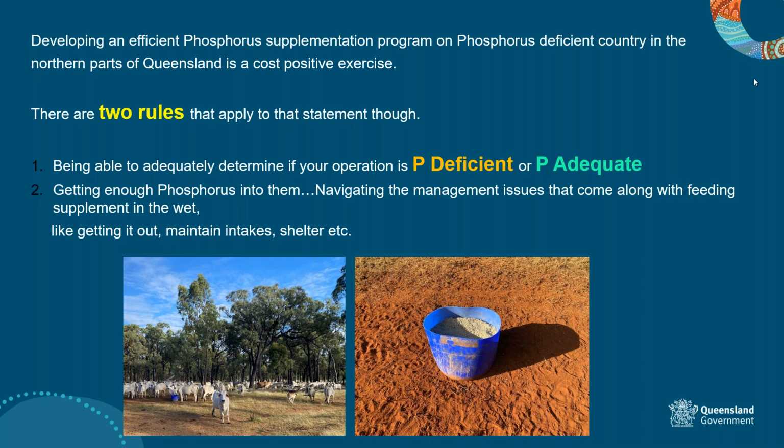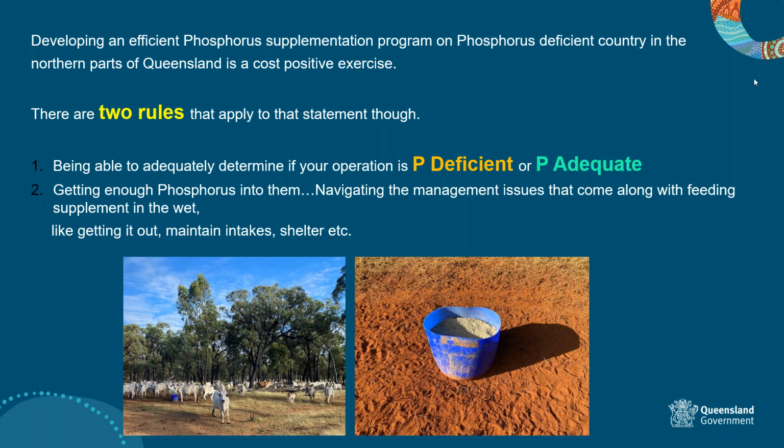But outside of that, two rules apply to that statement that I've made. Rule number one: being able to determine if your operation is P deficient or P adequate. Maybe not even just your operation, maybe parts of your operation may be P deficient. Maybe there's enough adequacy in the operation to get your cattle through, and if you were to supplement with P, you wouldn't see an animal performance change. But I guess that's the reasoning behind the P map, or from my perspective it is anyway, and probably the main rule we're going to venture into today.